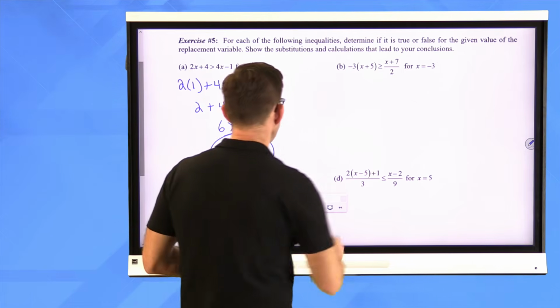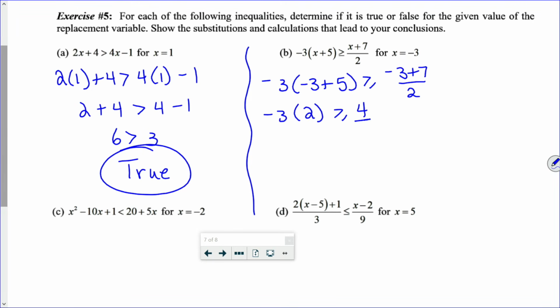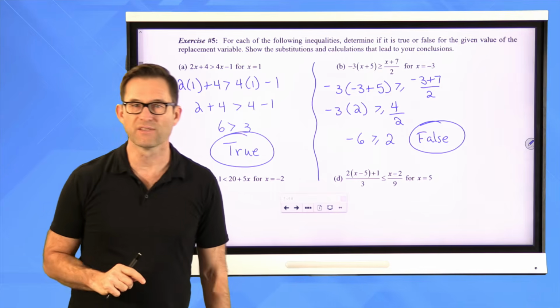All right, let's work them. Here we go. In letter B, we've got negative 3 times negative 3 plus 5 is greater than or equal to negative 3 plus 7, all divided by 2. All right, we just got to be careful here. Negative 3 times positive 2 is greater than or equal to 4 divided by 2. Negative 3 times 2 is negative 6, is greater than or equal to 2. And that is most certainly false, right? Negative 6 lies to the left of positive 2 on a number line, so that's false.